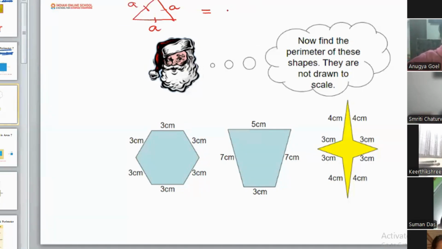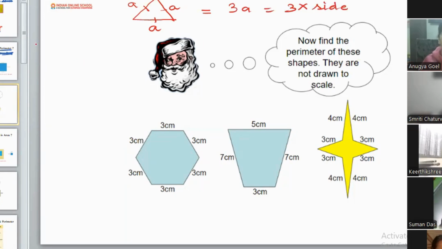Now, since we already know the perimeter is the sum of all the sides, what is the perimeter of this equilateral triangle? Yes, I'm waiting. Suman, Kirti. 3A. Very nice. 3A, or we can say, 3 times the side.